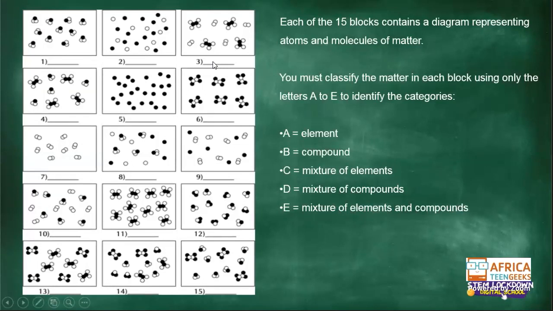So the 15 blocks contain a diagram, and it represents atoms and molecules. So block A, does this look like an element, a compound, a mixture of elements, a mixture of compounds, or a mixture of elements and compounds?